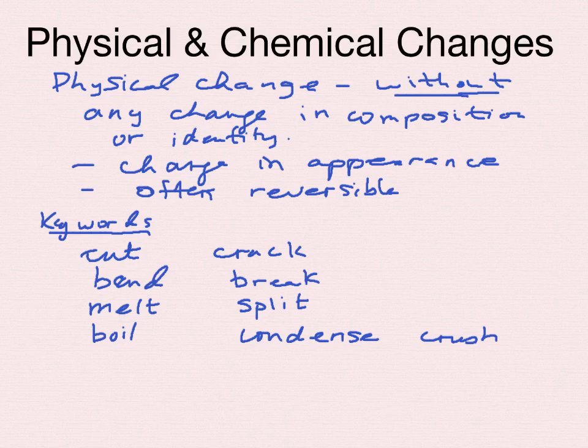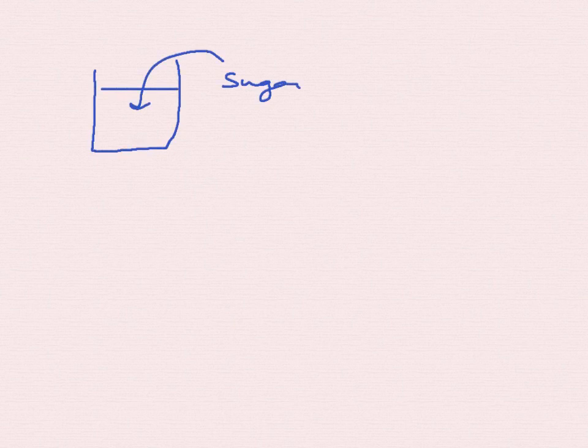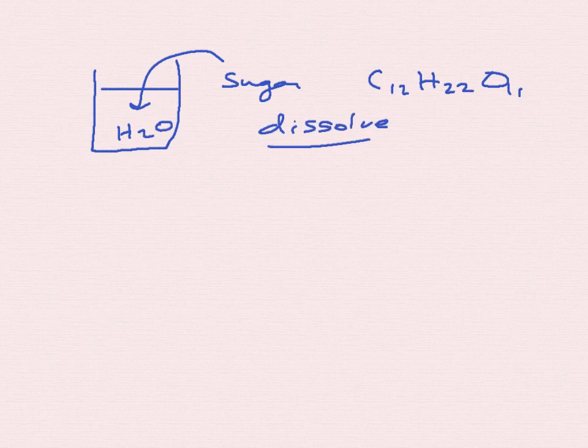I'm going to give you an example that looks so different before and after. Here's a sample of water. Into that water you put sugar, which I mentioned when we were doing physical properties. Table sugar is C12H22O11. Put that into the water. The whiteness all disappears. Dissolving, however, is a physical process.